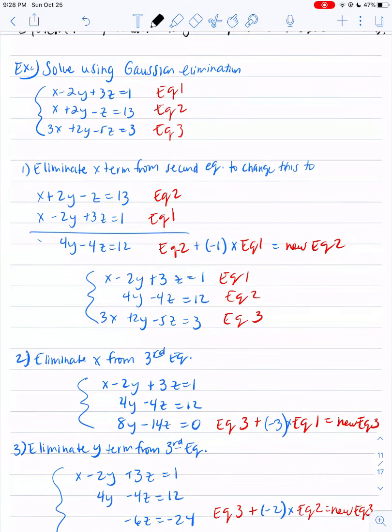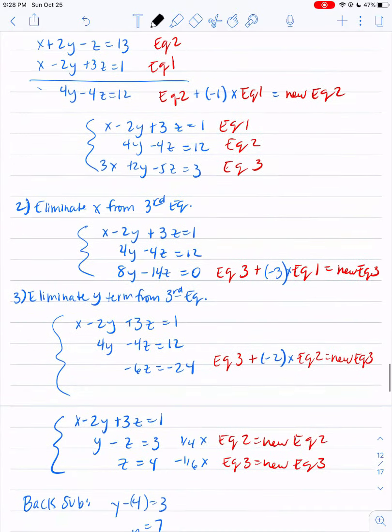I'm going to solve this system using elimination. I have x minus 2y plus 3z equals 1, x plus 2y minus z equals 13, and then 3x plus 2y minus 5z equals 3.